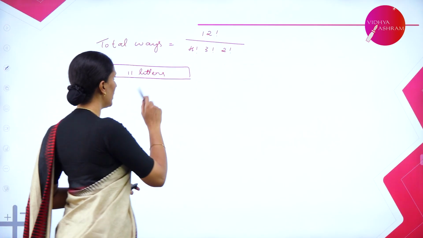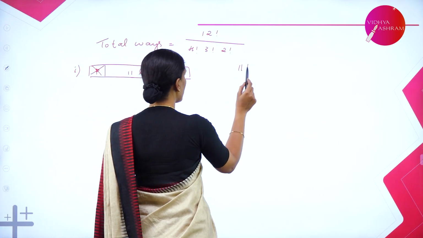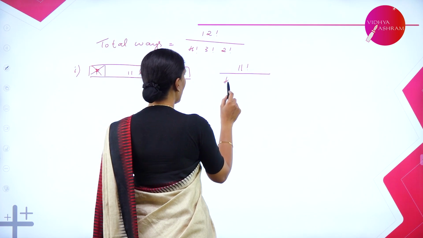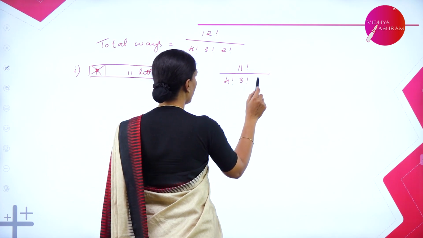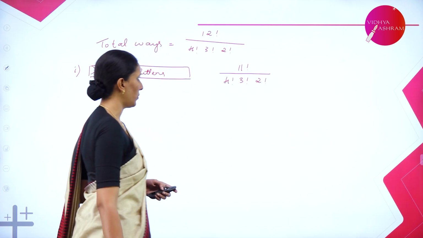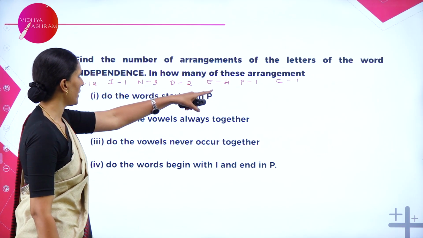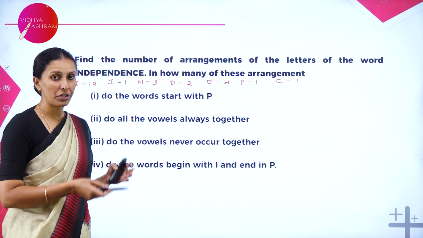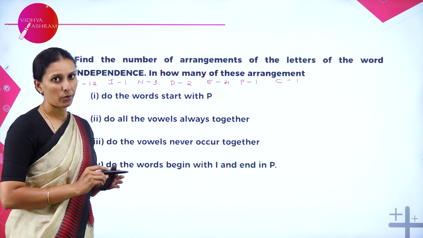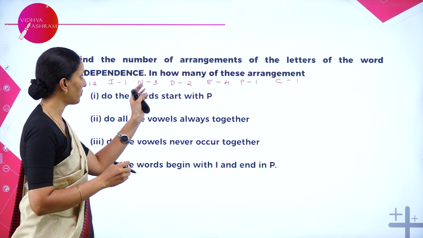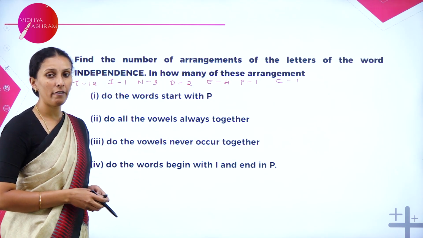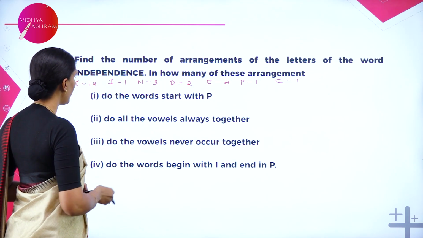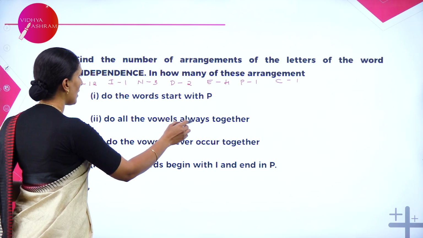So therefore, here the total number of ways will be 11 factorial by 4 factorial by 3 factorial by 2 factorial, because except P, the remaining letters are repeated. So when we have a repetition, we always divide the total factorial by the factorials of the repetitions of the letters. Next we have: do all the vowels always come together?